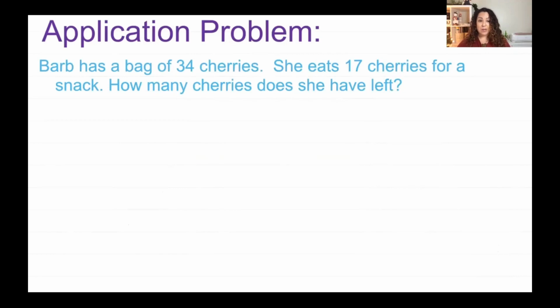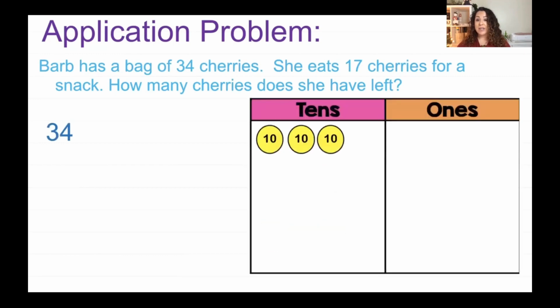So we have Barb. Barb has a bag of 34 cherries. She eats 17 cherries for a snack. How many cherries does she have left? Well, I'm going to start with 34, and we're going to represent that number. I have 3 tens and 4 ones. So now what we have to do is take away 17.